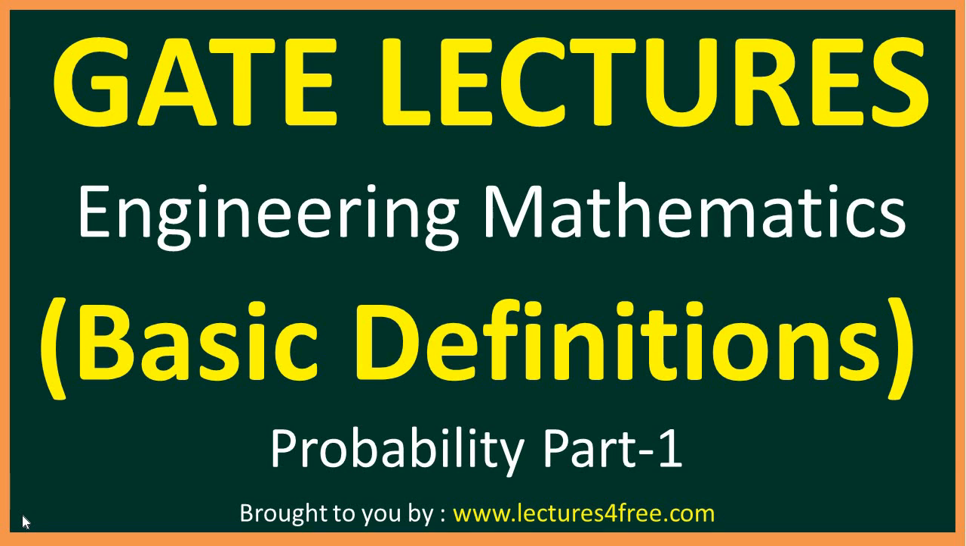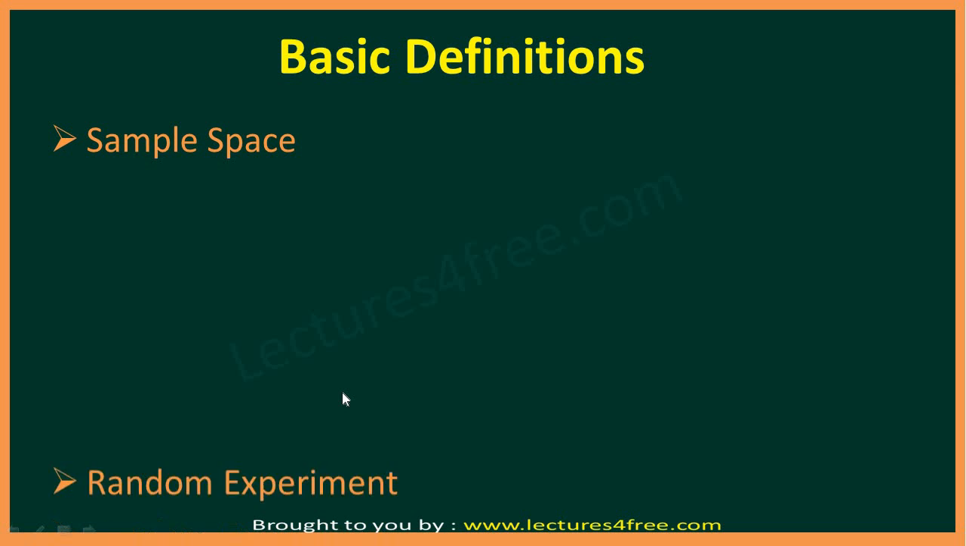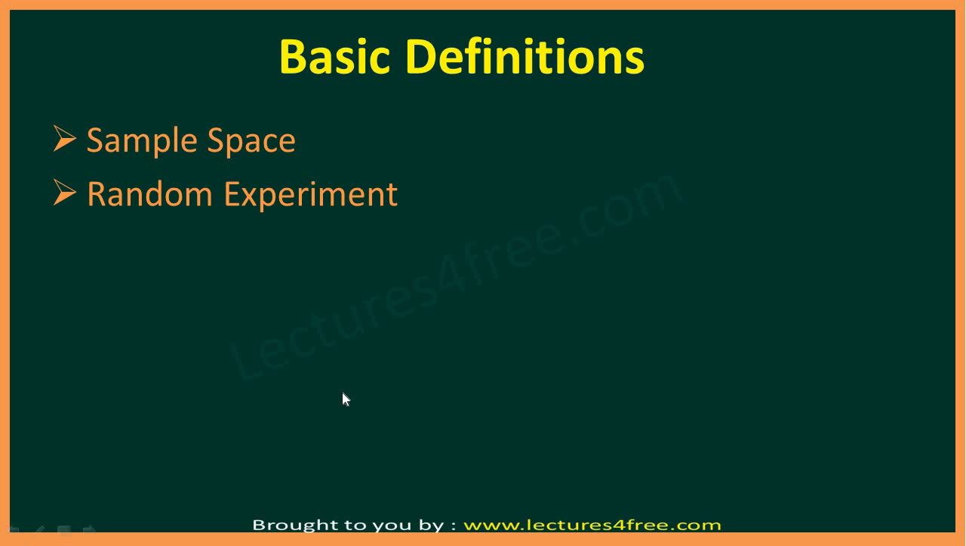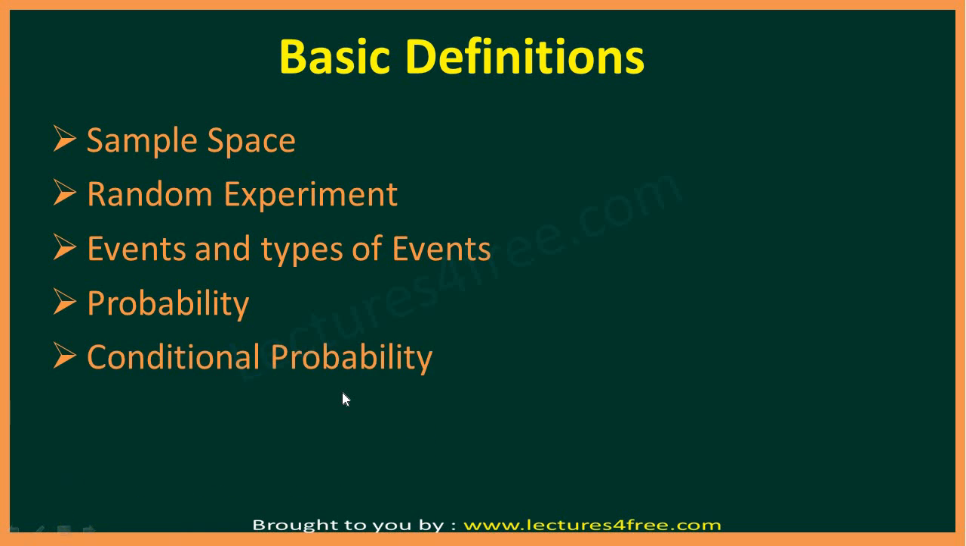So guys, let's start the lecture, and first of all let's see what topics we will cover in this lecture. We will see some basic definitions about sample space. Then we will see the definition of a random experiment. We will see about events and the types of events, and we will also see the definition of probability. We will see the definition of conditional probability.